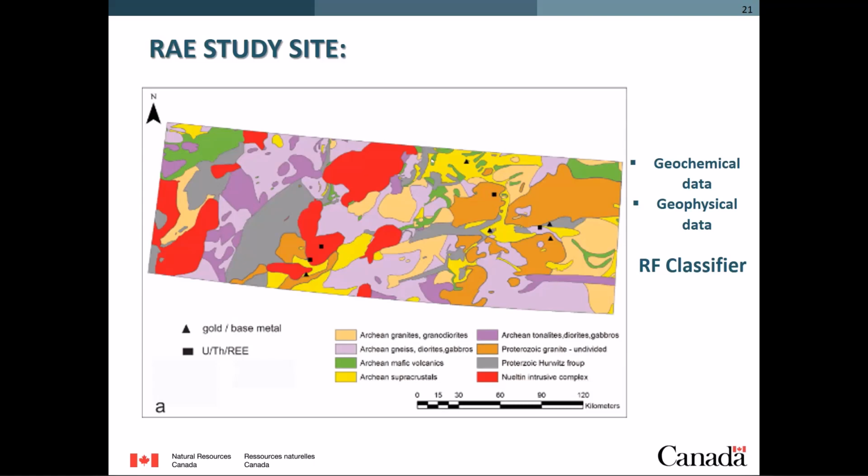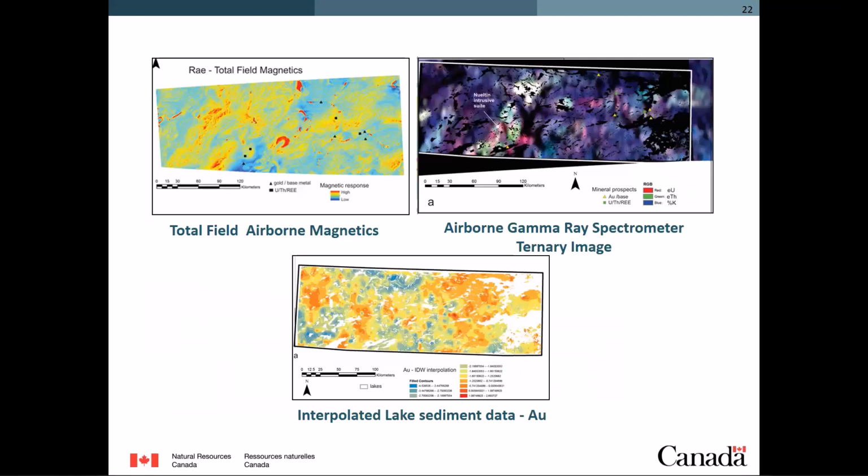So how well can we do by throwing in various evidence maps like magnetics? This is magnetic, just color shaded. Gamma ray spectrometer. This is what's called a ternary diagram.